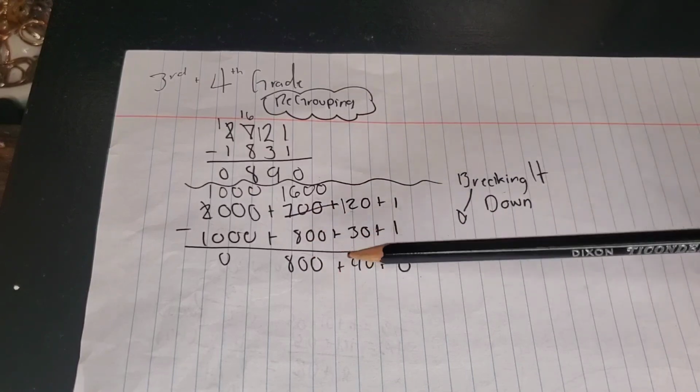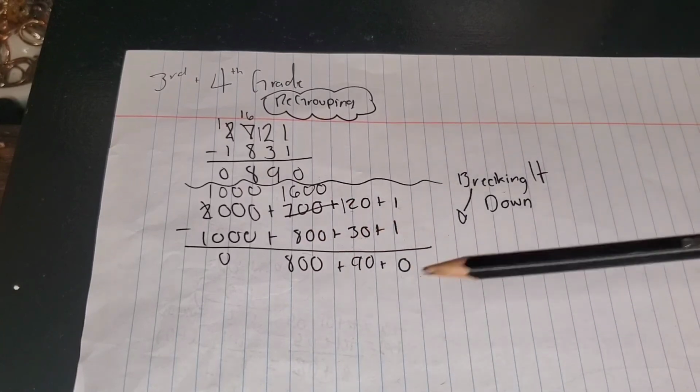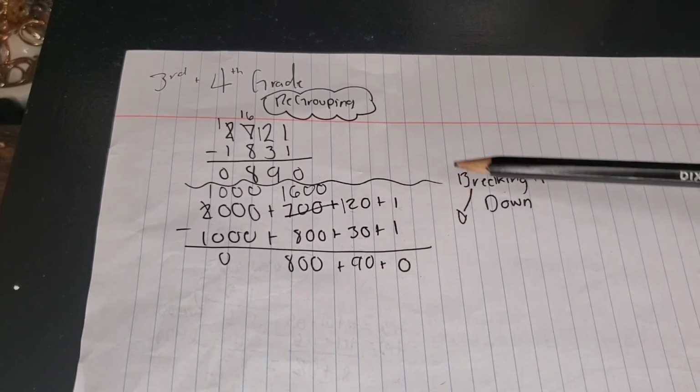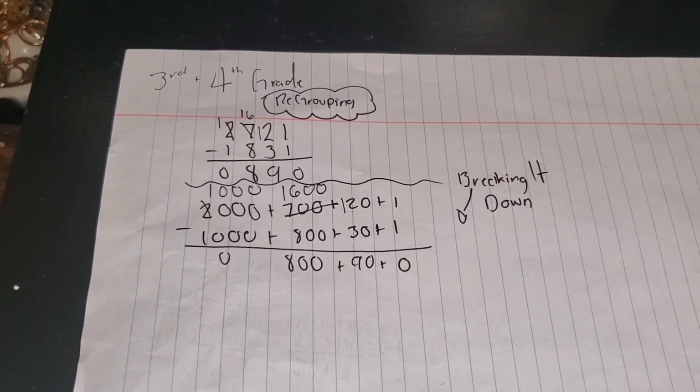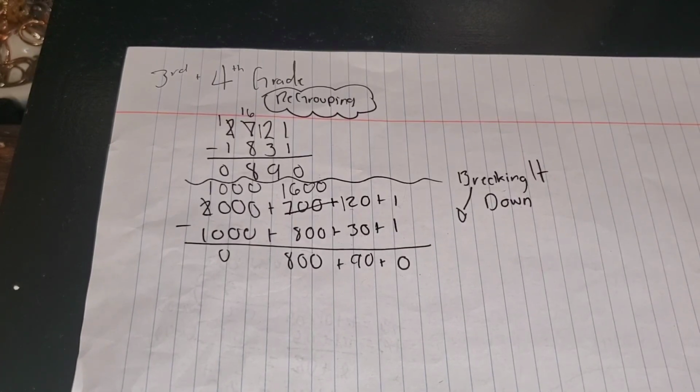So now to break it down, we put 800 plus 90 plus 0. Because remember, this is 0. So yeah, so it's going to be 890. So that's how you would do it if you were in 3rd and 4th grade. So that's how you would regroup. And that's all I have for today.